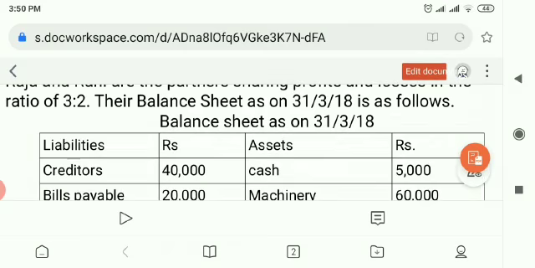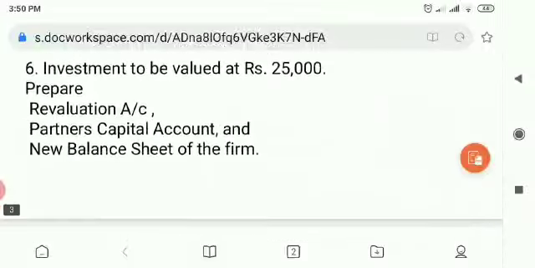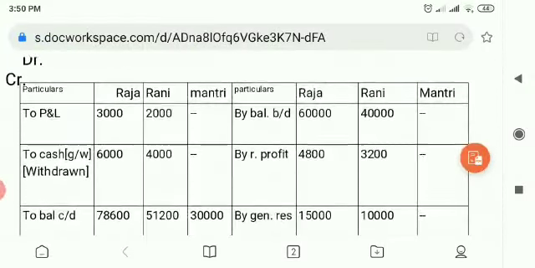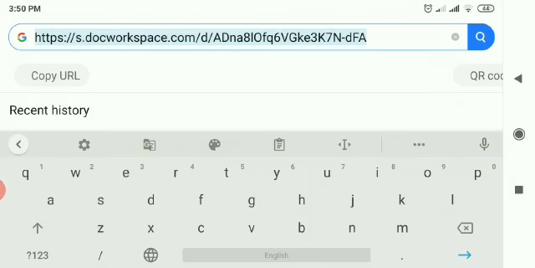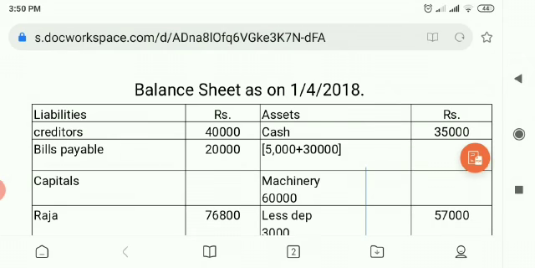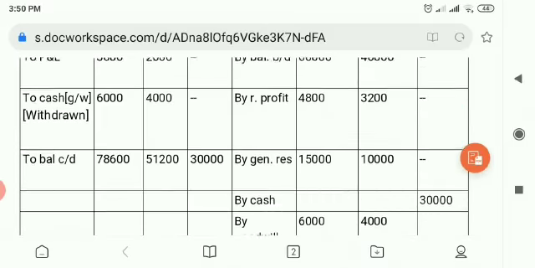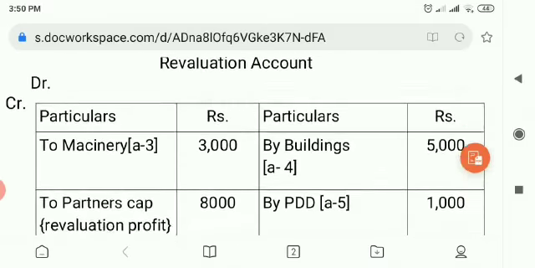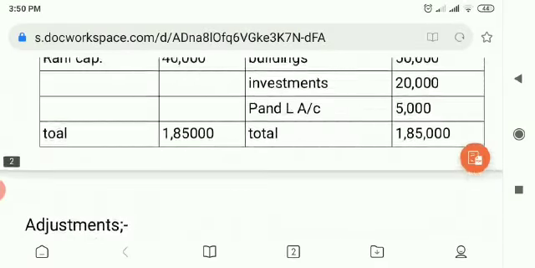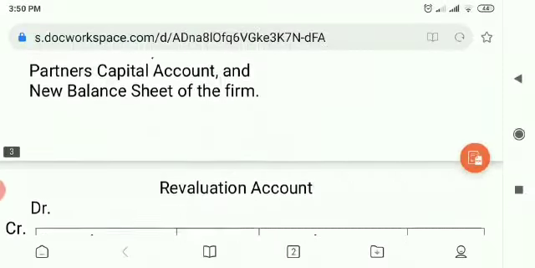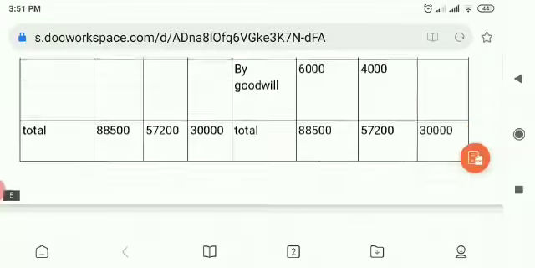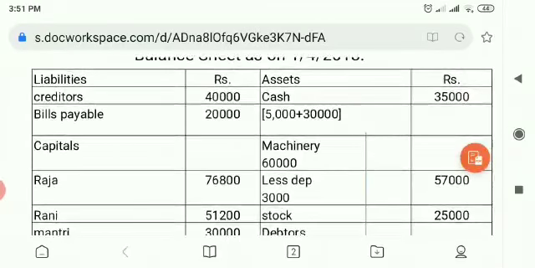They have given you the creditors and creditors do not have any adjustment. Come to your balance sheet, liabilities side, write creditors 40,000 in the outer column. Next, they have given you the bills payable. Come to your new balance sheet, write bills payable outer column 20,000.